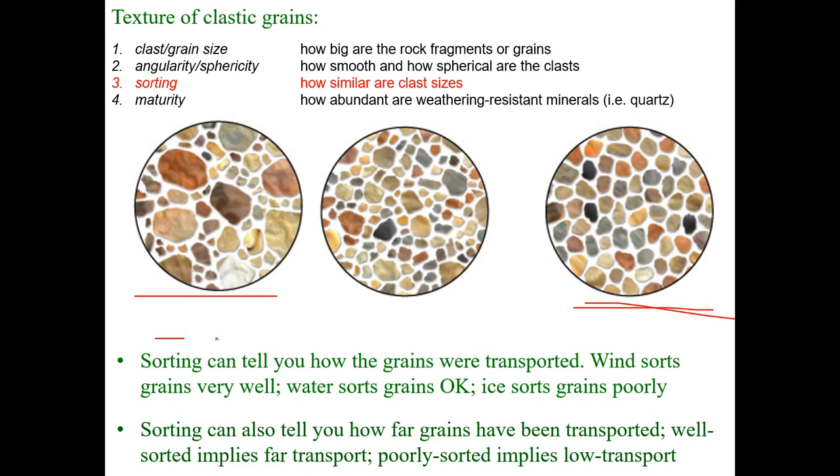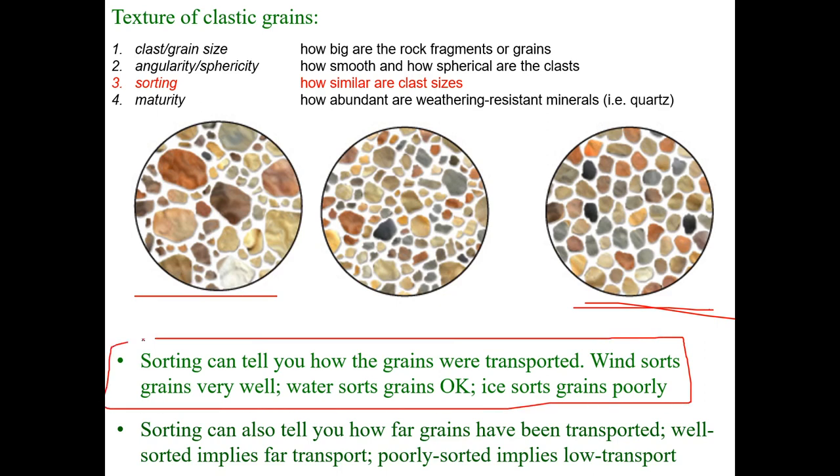It can tell us how the grains were transported, because wind is very good at sorting. So things that are very well sorted, think of sand dunes, often are transported by wind. Water sorts things pretty well, but ice sorts things the worst. Glacial ice is a very poor sorter. So it can tell us what the medium of transportation was.